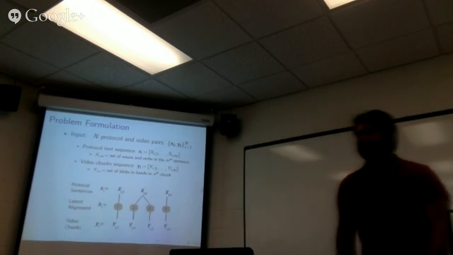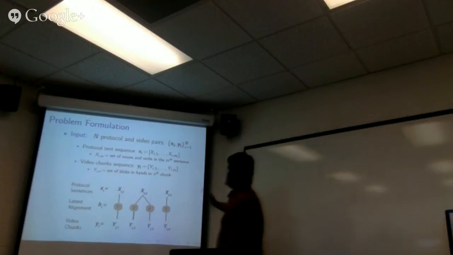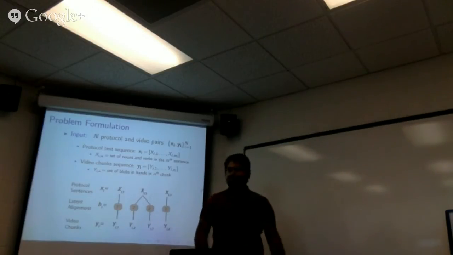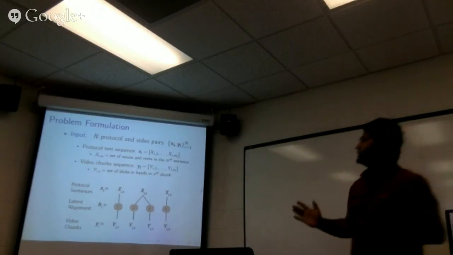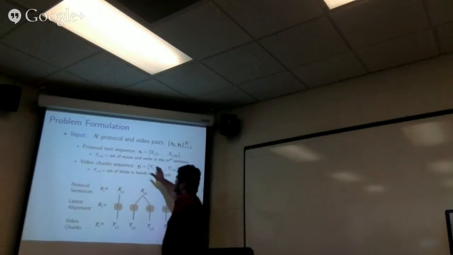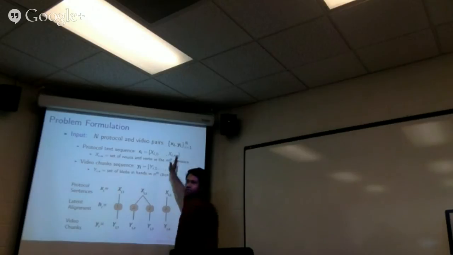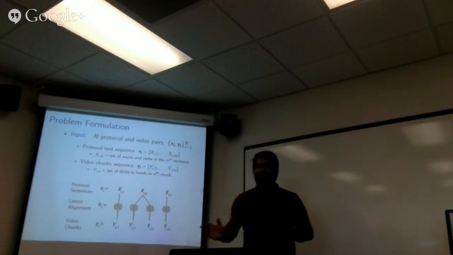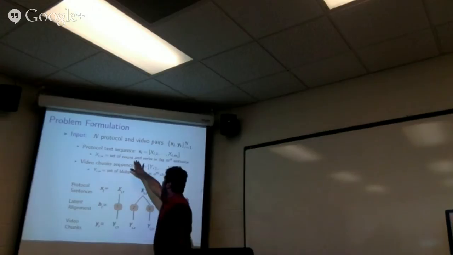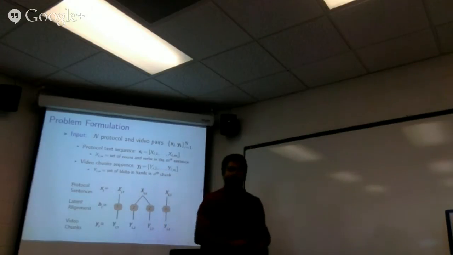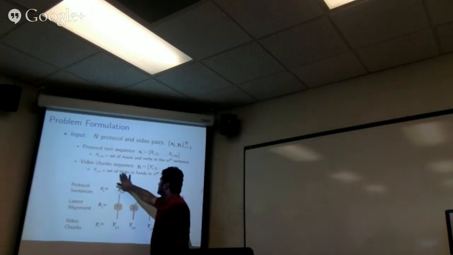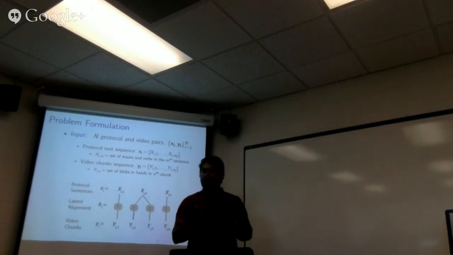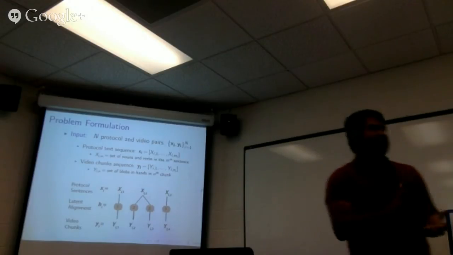And then, this is our problem formulation. We have some n number of protocol texts, and for each of them we have a video. We represent each protocol text x_i as a sequence of sentences, which are the instructions in the protocol, and we only look at the nouns and verbs from each of these sentences. And from the video chunks, we just have these blobs, the blobs that are touched by hand, which we get from the tracking.